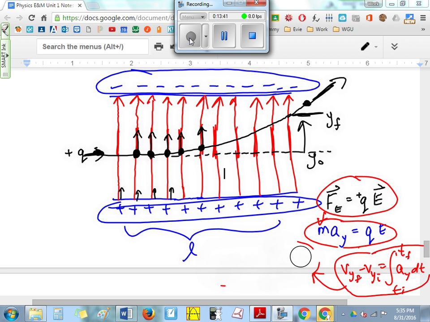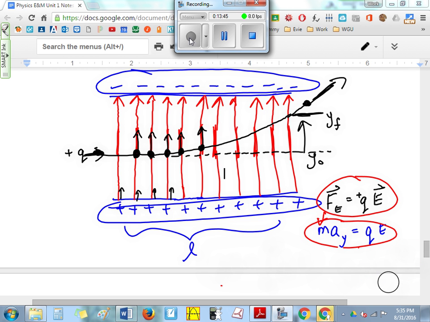I'm going to go ahead and just use y equals y naught plus v sub y t plus 1/2 a sub y t squared. And since we only care about the deflection, we really want y sub final minus y initial. So I'll just put change in y equals v sub y t plus 1/2 a sub y t squared, right? So what is v sub y?